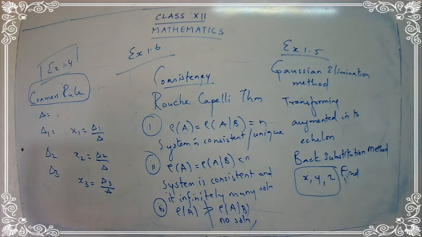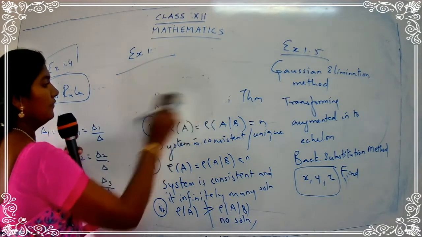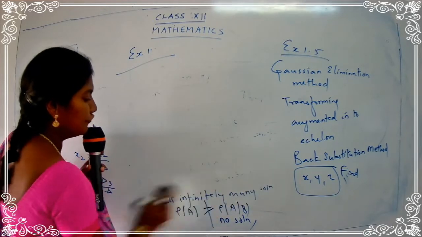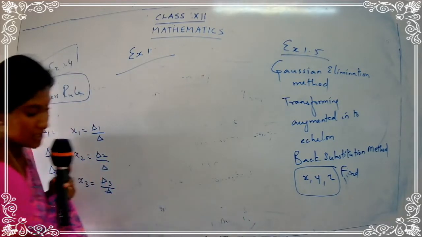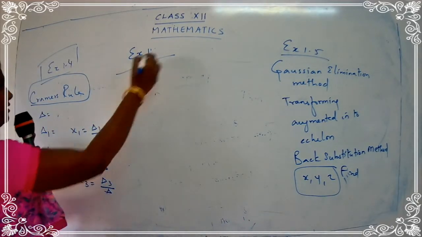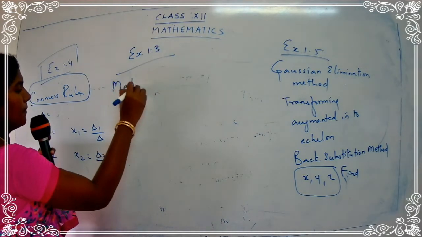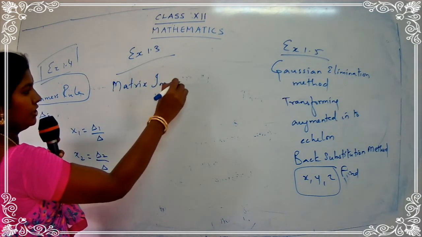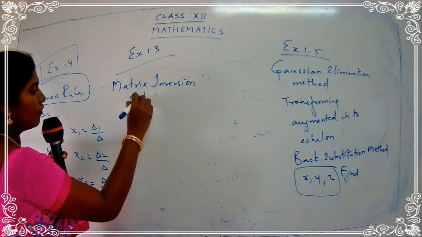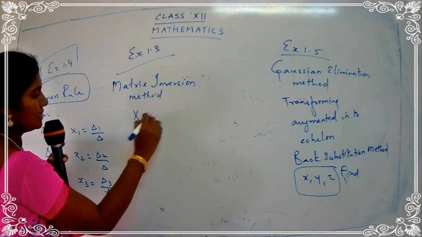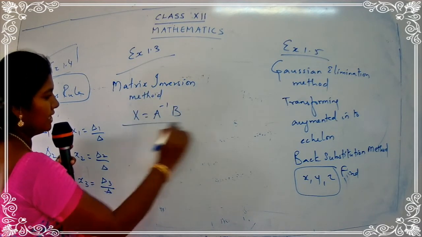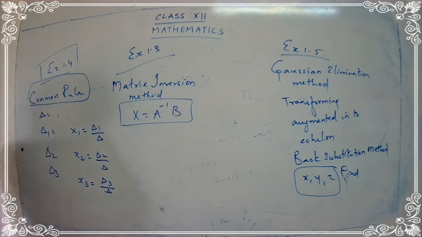And in exercise 1.3, we studied the matrix inversion method. That was a very simple exercise. And what was the formula we used here? X is equal to A inverse B. So this was the formula we used. Do you know how to find A inverse? We have two ways to find A inverse. Yes, children? So just use the formula for finding A inverse.